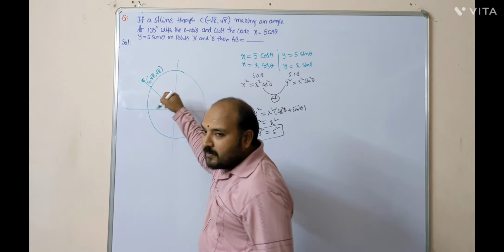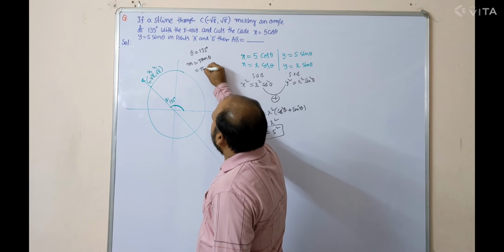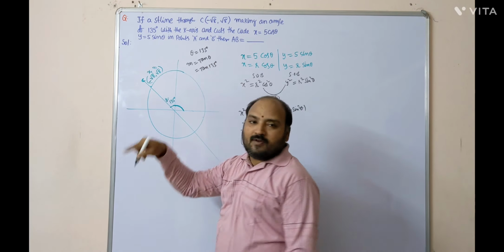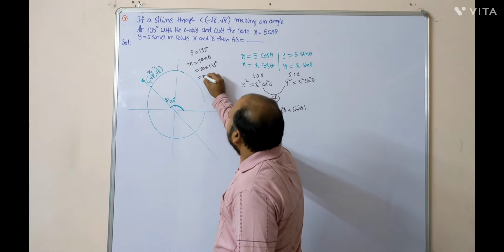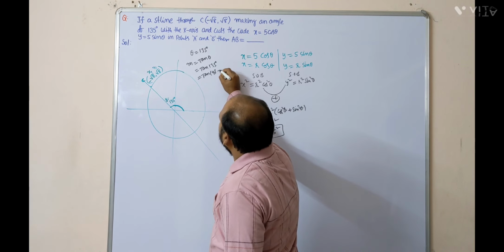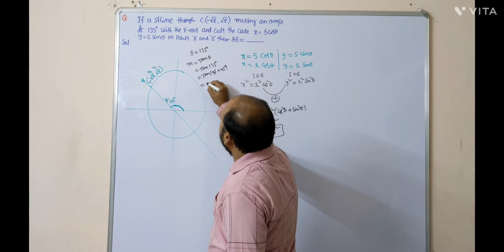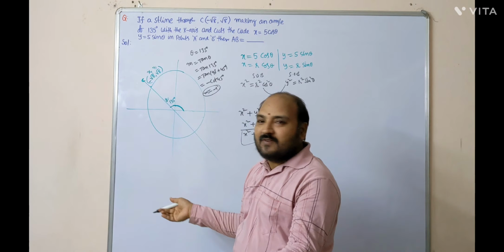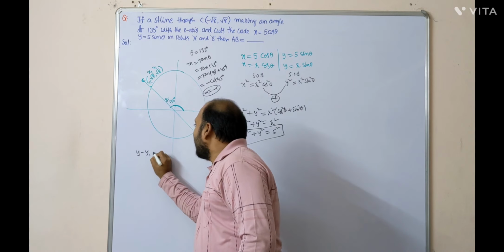m is equal to tan theta. Tan 135, tan of 90 plus 45, is minus cot 45. So minus 1. So m value is minus 1. With the point x1, y1, the equation of the line will come now. y minus y1 equal to m into x minus x1.